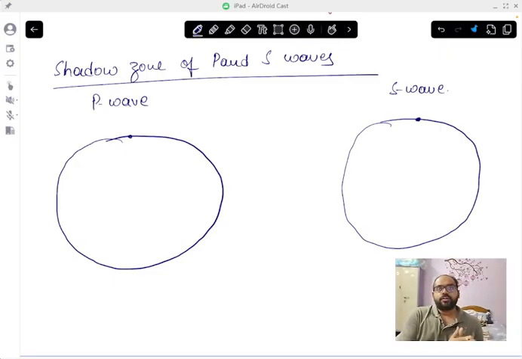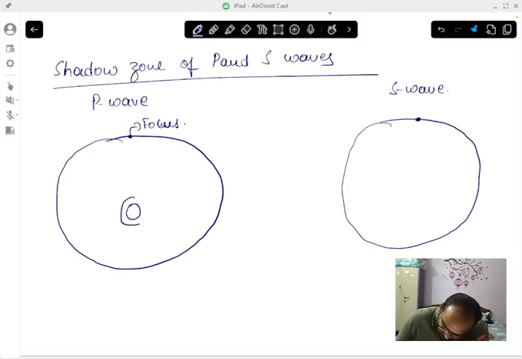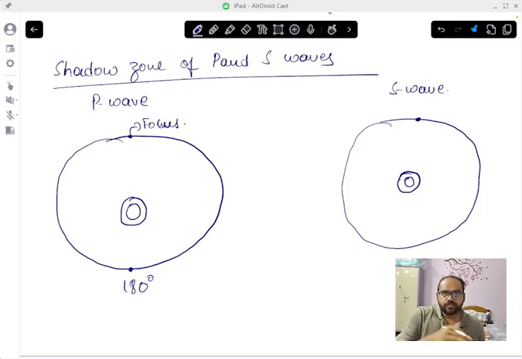We previously learned that from the focus, these P and S waves travel inside the earth. This is the focus, and this is the center of the earth, and this is 180 degrees. Earth is near spherical, and a sphere is one of the forms of a circle, right? From the center, if you make an arc 180 and another arc 360, so it is 180.